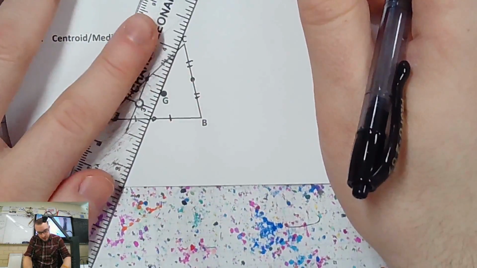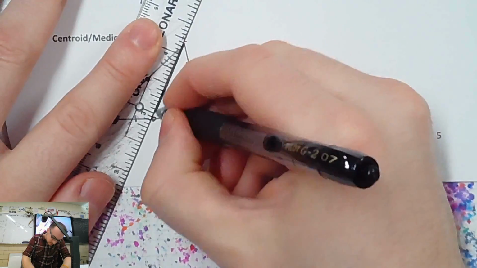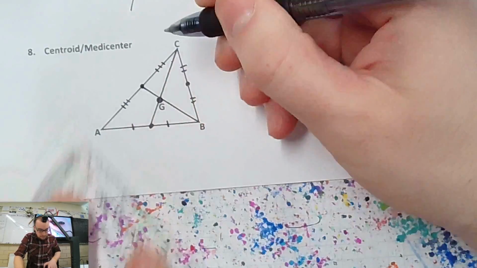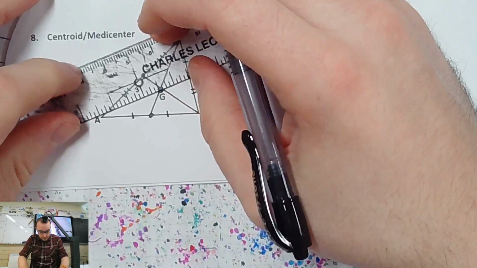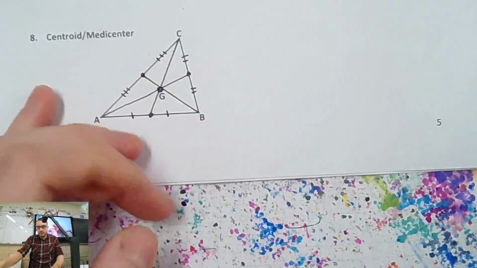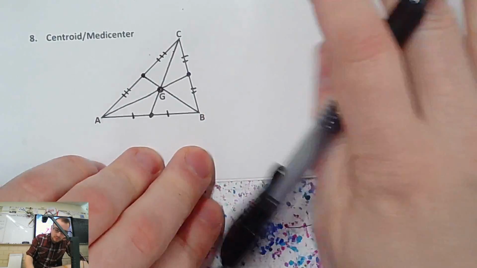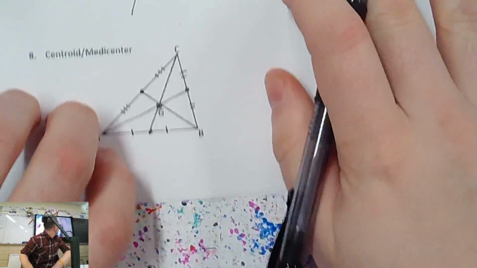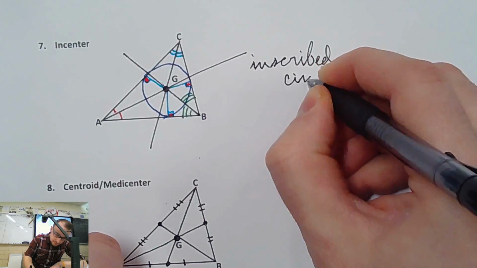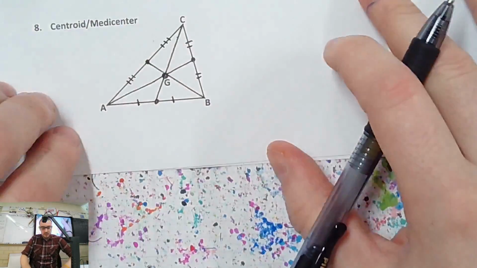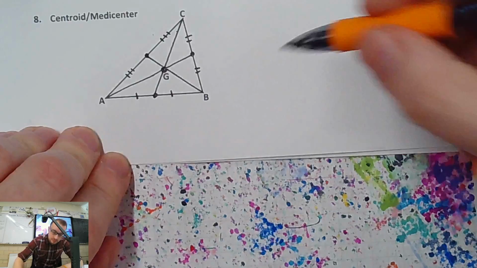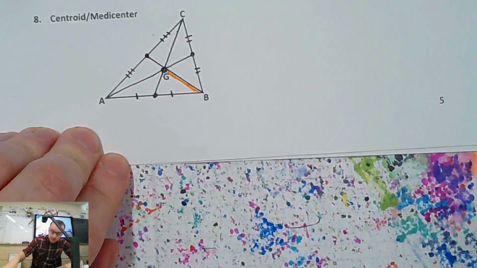And now we're going to connect our vertices to our midpoints. So I'm going to draw a line from here to here. And I'll draw a line from here to here. And a line from here to here. So we know that we have center of mass. Ooh, write for number 7, inscribed circle. Don't forget to write that. Tell me what the circle is. And then for number 8, what do we know about medians? They get divided up into what ratio? Yep, 1 to 2, 2 to 1, depending on how you look at it, right?